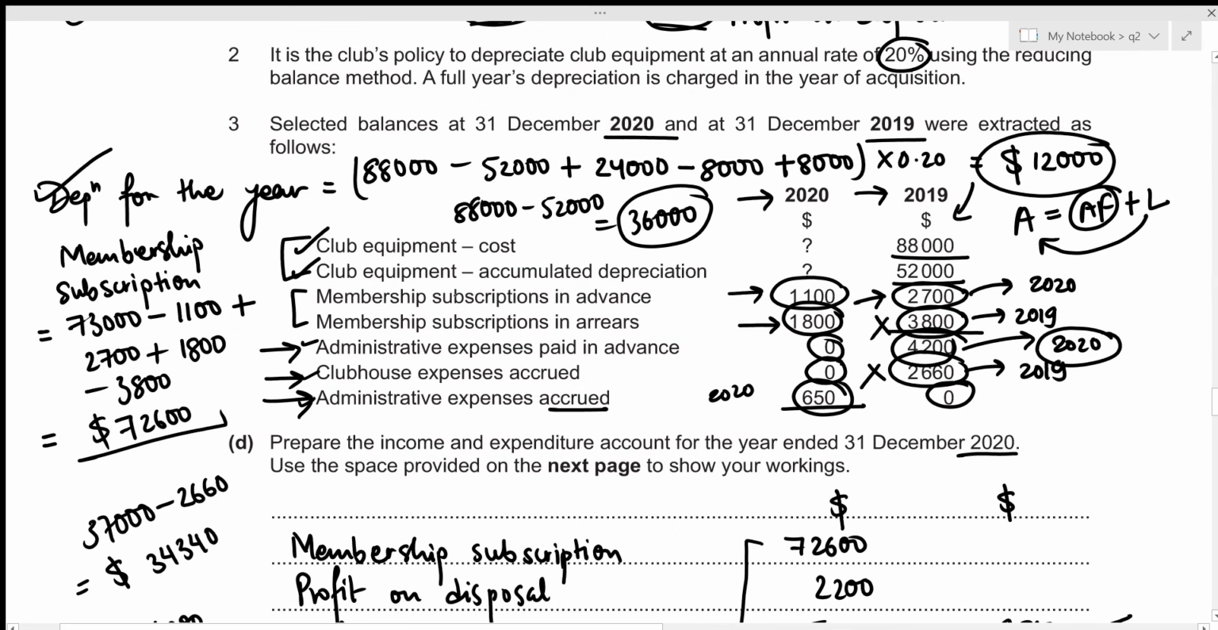Then we are given member subscription in advance, which means that this is an advance income, right? And we know that advance income is a type of liability. So we need to record this amount of 2,700 as a liability. And since we are subtracting the liabilities from asset in order to figure out the accumulated fund, I'm going to write it down in a bracket.